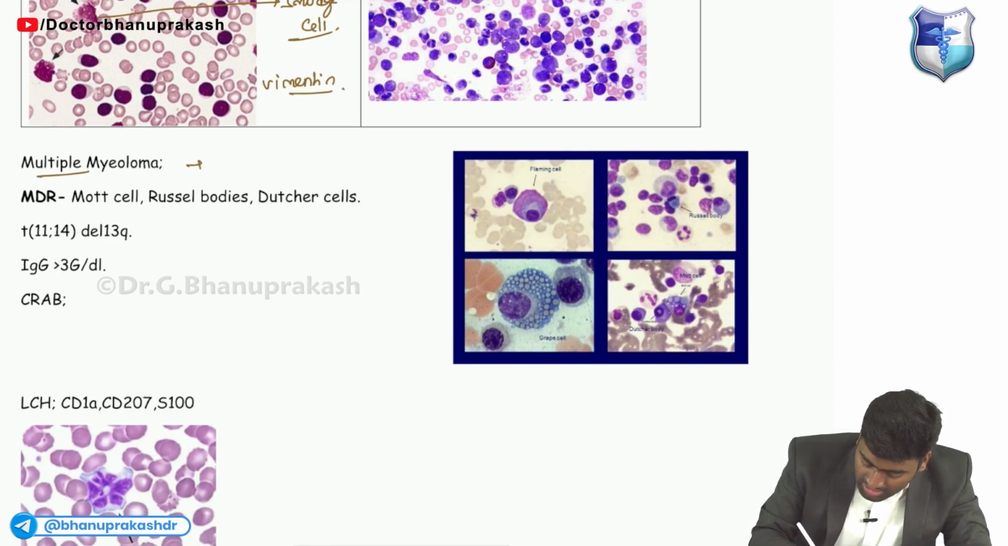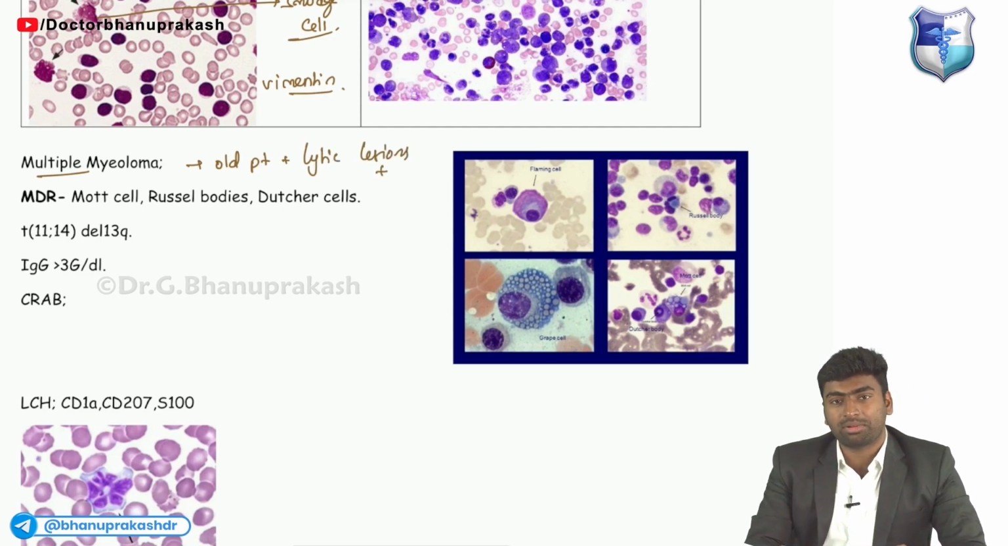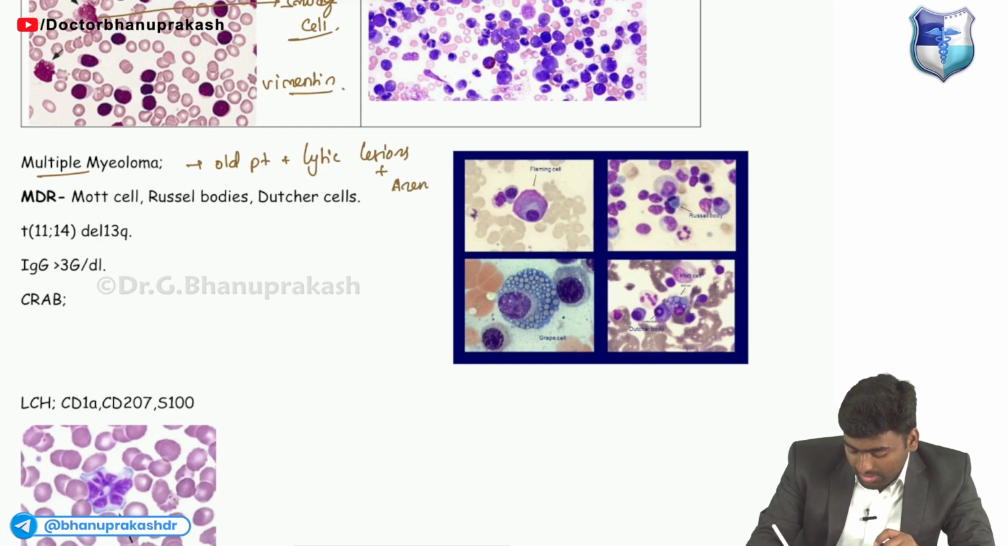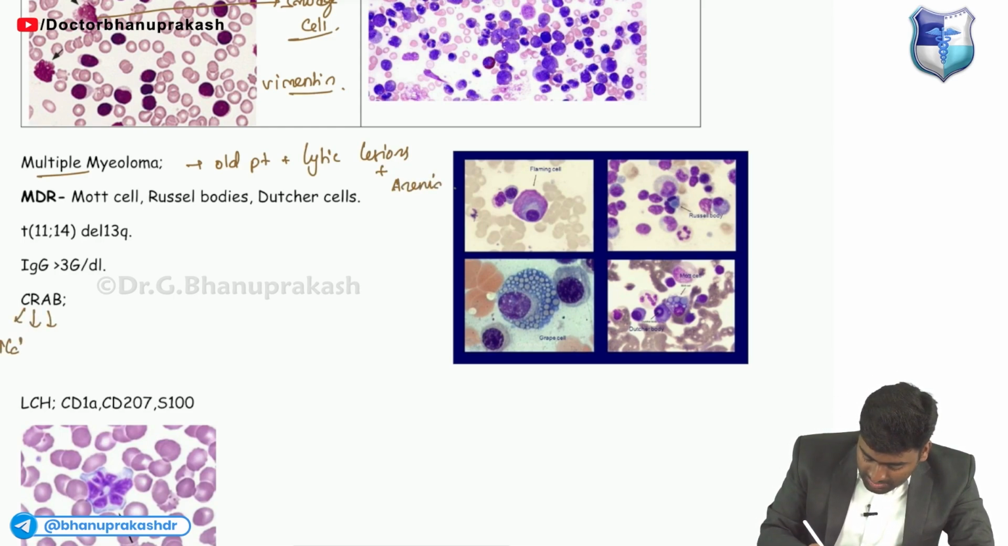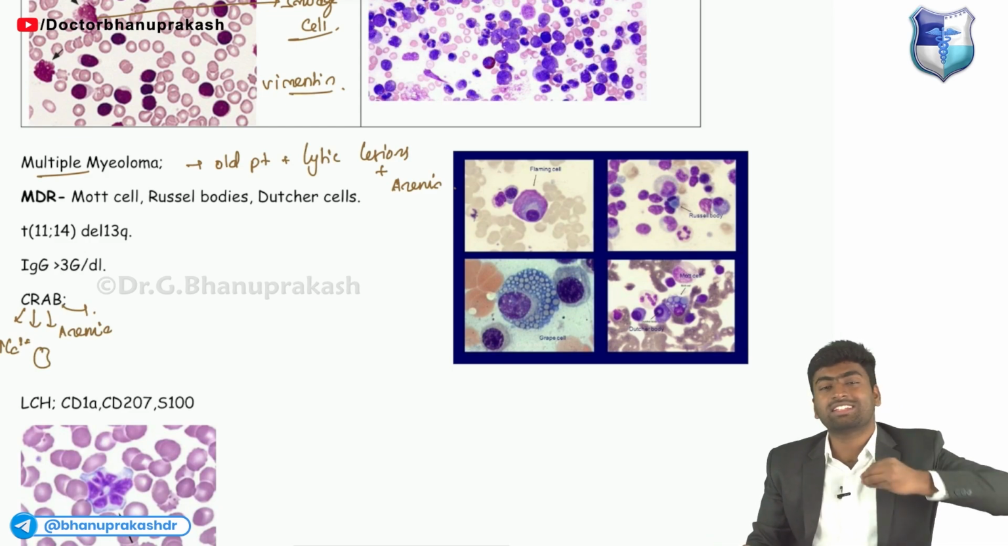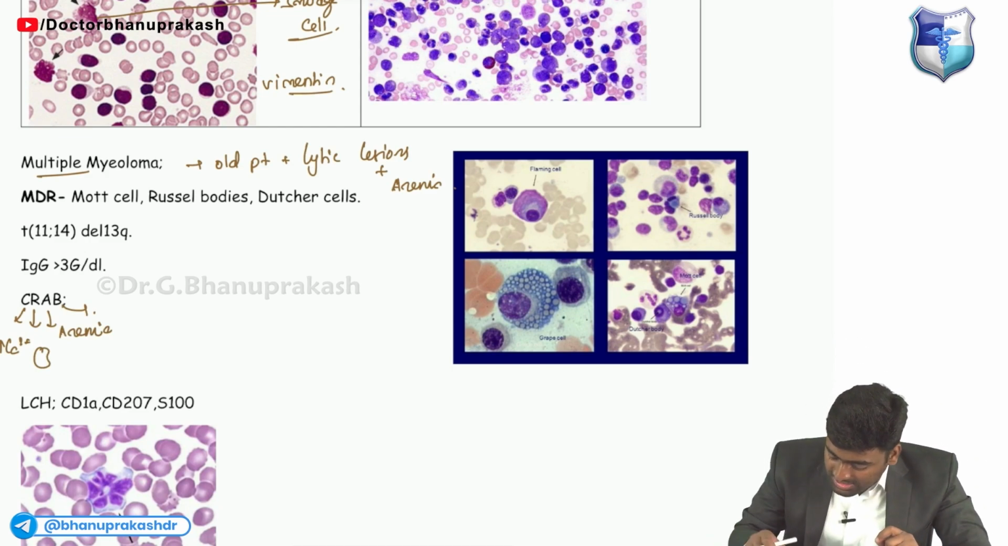And there is one more tumor which happens in the plasma cells, which is multiple myeloma. Usually it is an old age patient. There will be lytic lesions on the skull and on the vertebra, and there are features of anemia. Okay, and there will be features of CRAB: hypercalcemia, renal features, and anemia.